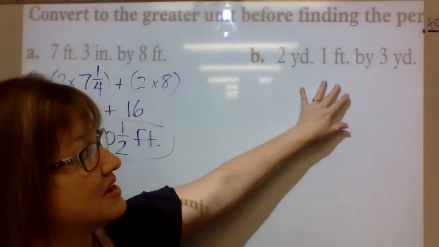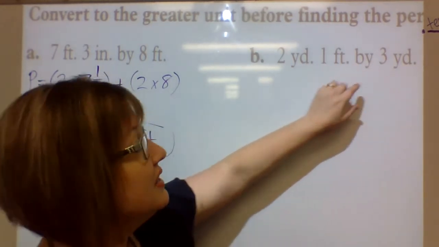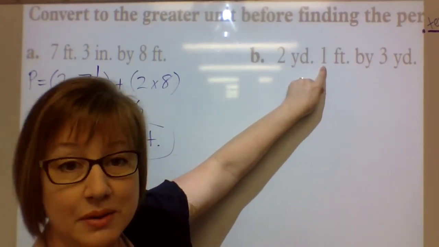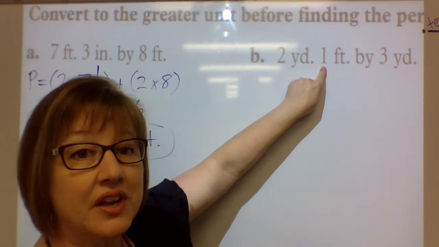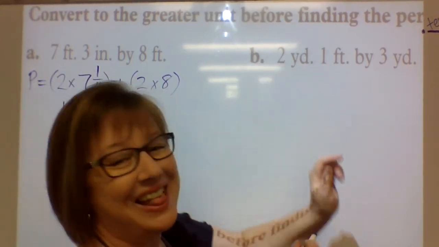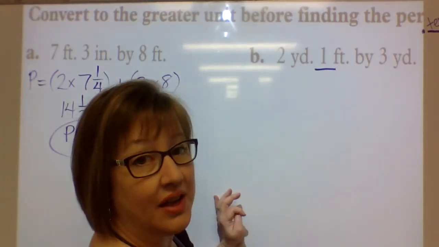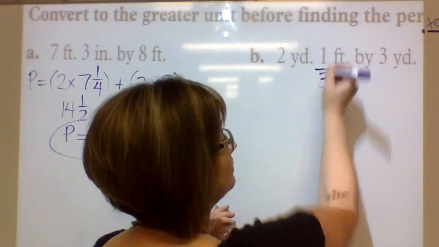So you do the same thing here. 2 yards and 1 foot by 3 yards. So you're going to change this into a fraction. How much of a fraction of a foot, or excuse me, of a yard is just 1 foot? Okay, 1 over how many feet in a yard? 3. So 1 over 3, so that's 1/3.